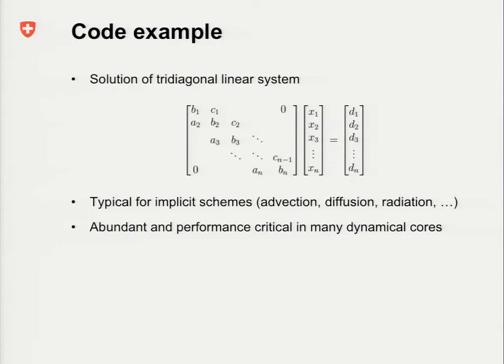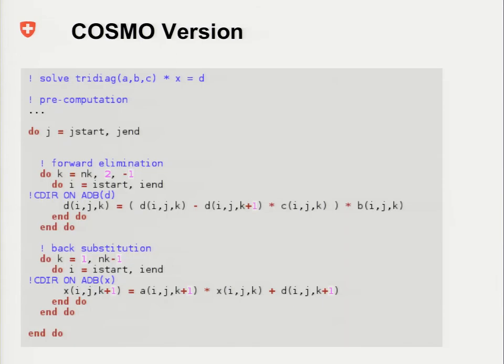And this is abundant in COSMO, so it appears all the time. We have tons of these solvers. They're used for vertical advection, for diffusion, and for radiation. And so this kind of algorithmic motif is abundant and is performance critical for COSMO. And I just picked out the COSMO version, so you don't really need to look at the code in detail. It's the Thomas algorithm. You do a forward elimination and a back substitution, and the code is actually a bit simplified from what is really in COSMO.